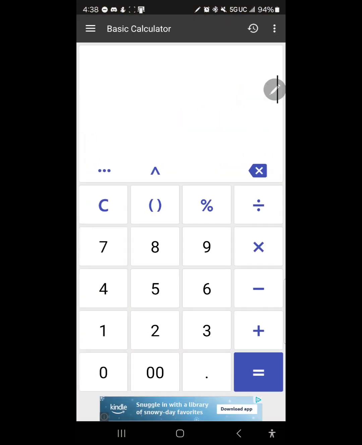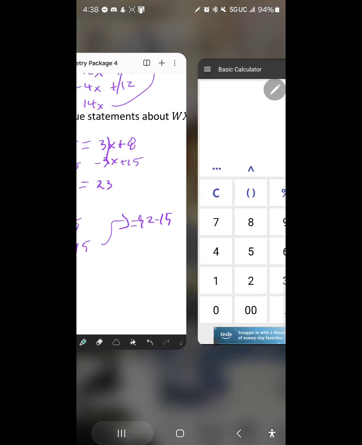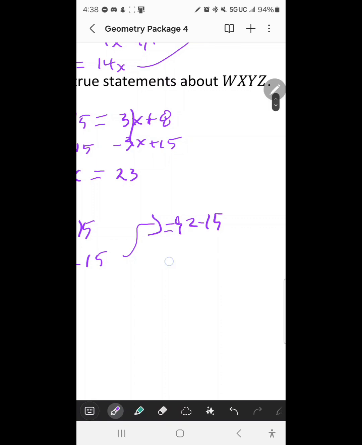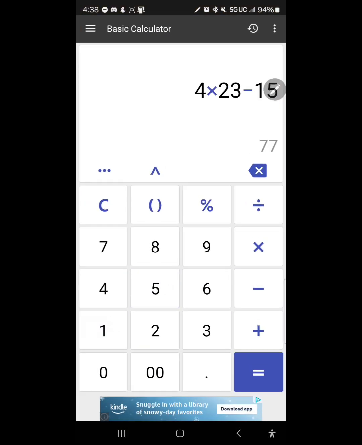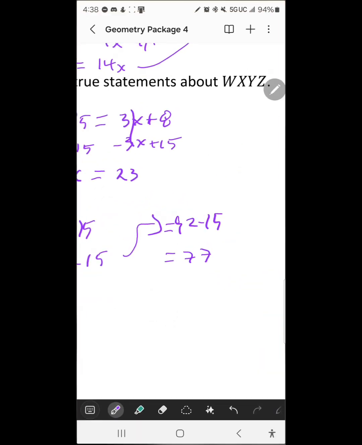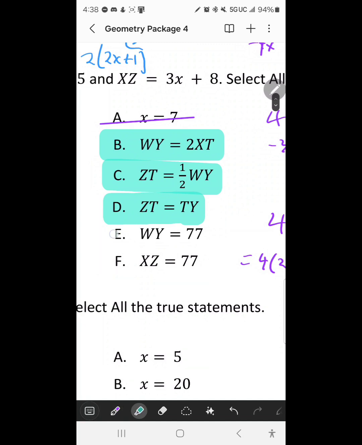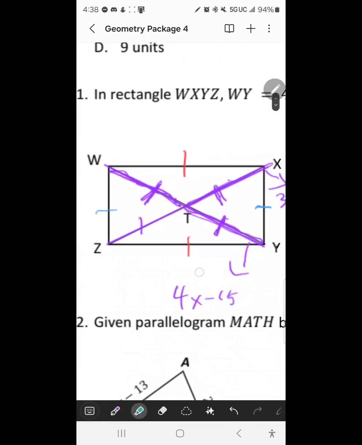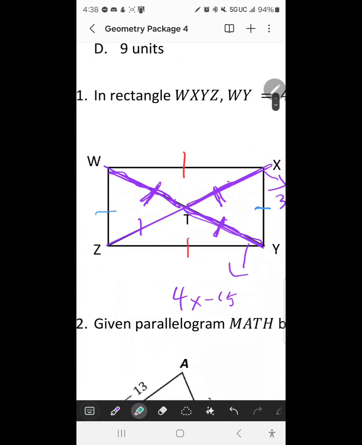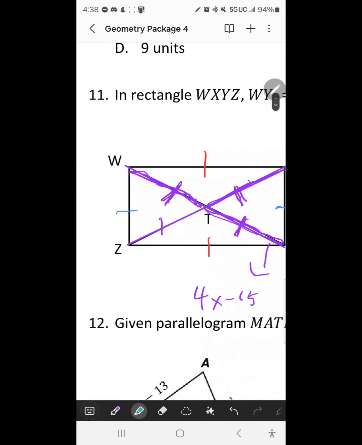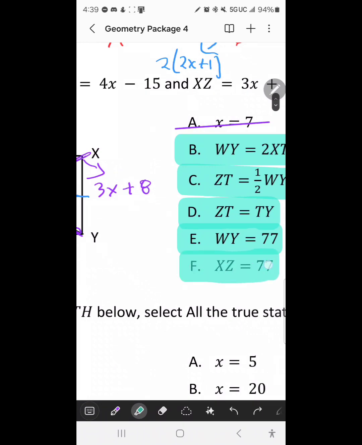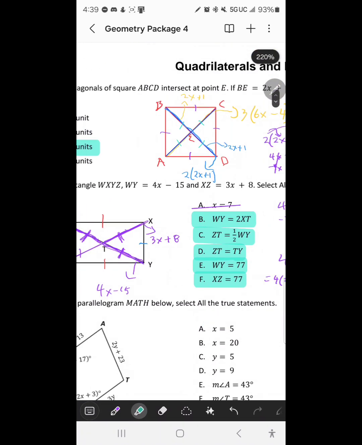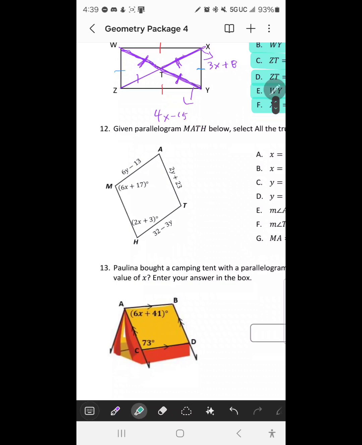Okay, 4 times 23, 92. So 92 minus 15. This is going to be equal to 77 if I'm not mistaken. Let's check. And here we go, 77. So therefore, WY, this is true. And now, since WY and XC are equal because this is a rectangle, as they set it right here, XC is also going to equal 77. Yep.